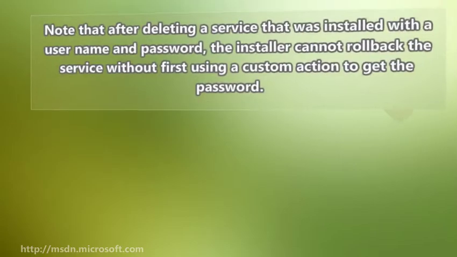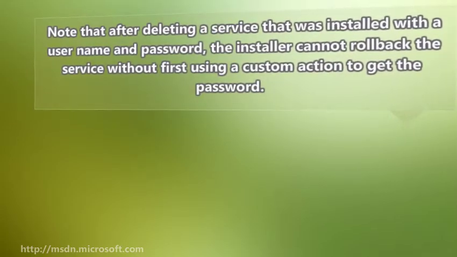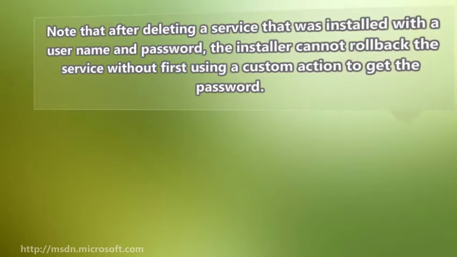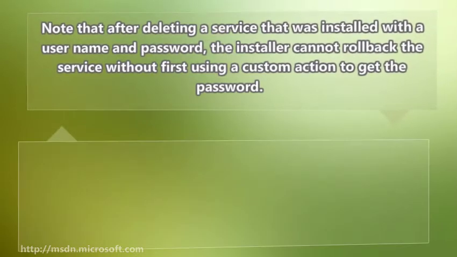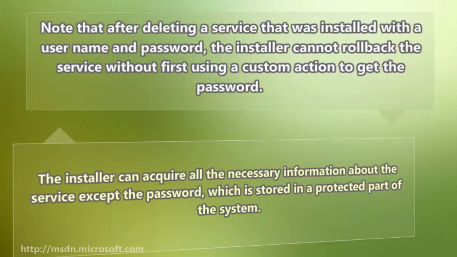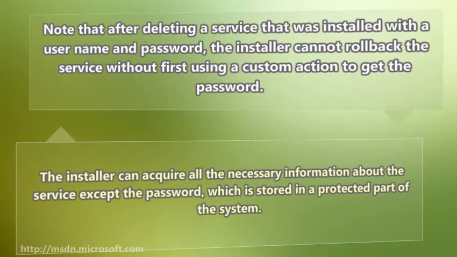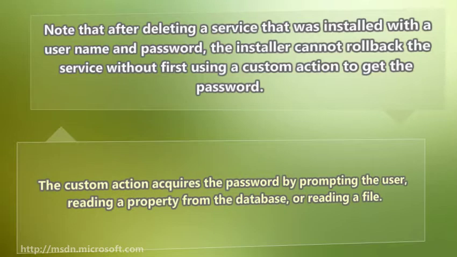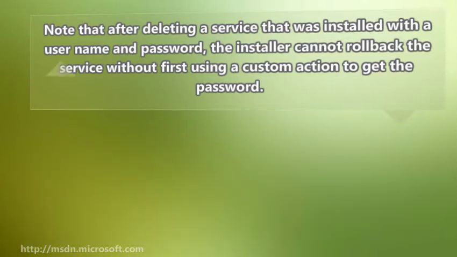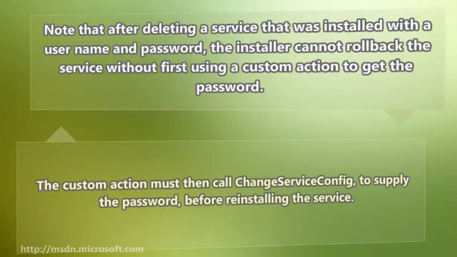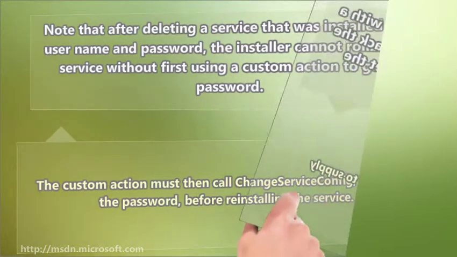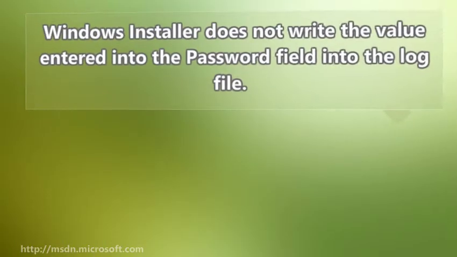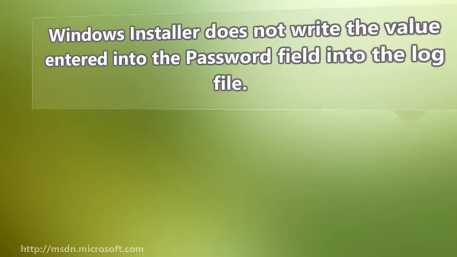Note that after deleting a service that was installed with a username and password, the installer cannot roll back the service without first using a custom action to get the password. The installer can acquire all the necessary information about the service except the password, which is stored in a protected part of the system. The custom action acquires the password by prompting the user, reading a property from the database, or reading a file. The custom action must then call ChangeServiceConfig to supply the password before installing the service. Windows Installer does not write the value entered into the password field into the log file.